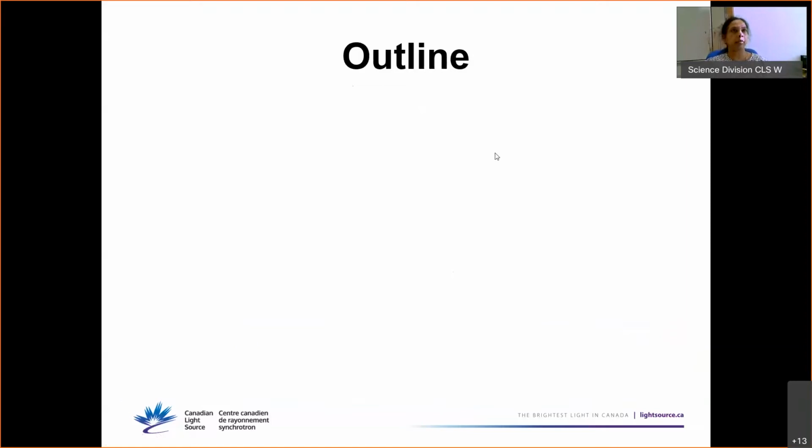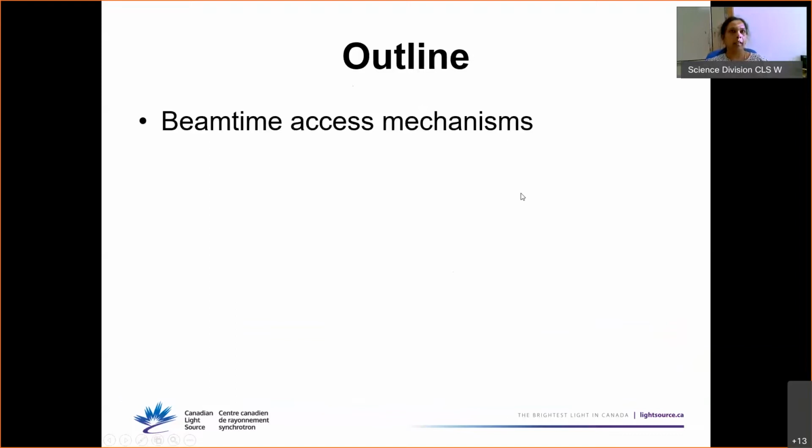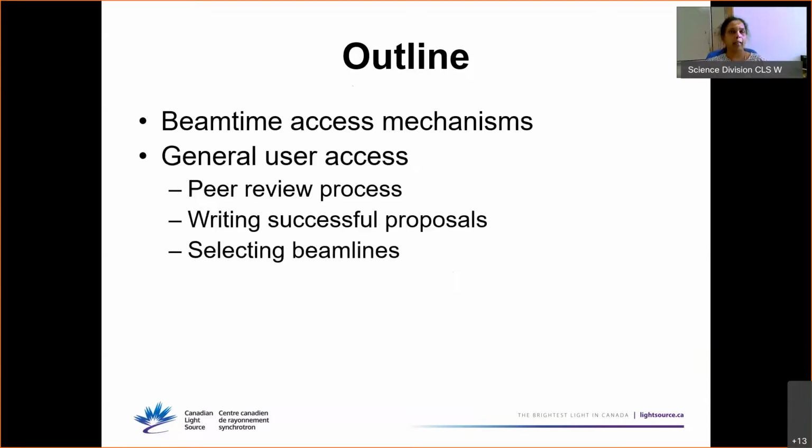So what we are going to see today is there are different ways you can get access to the Canadian Light Source. So usually Canadian Light Source, we call it CLS in short. So the main thing you come for at CLS is to get beam time or experimental time. So I'm going to show different ways how you can get beam time at the CLS. And the main mode of access is through general users, and you need to write a proposal.